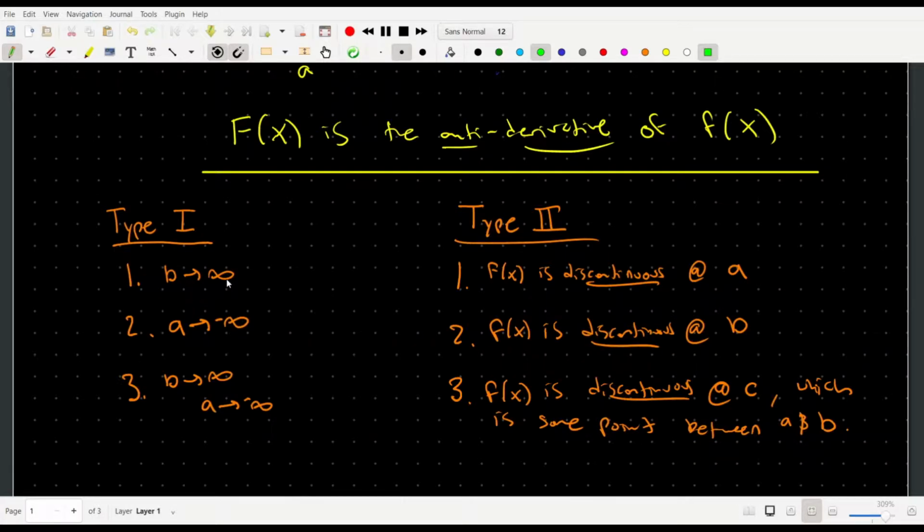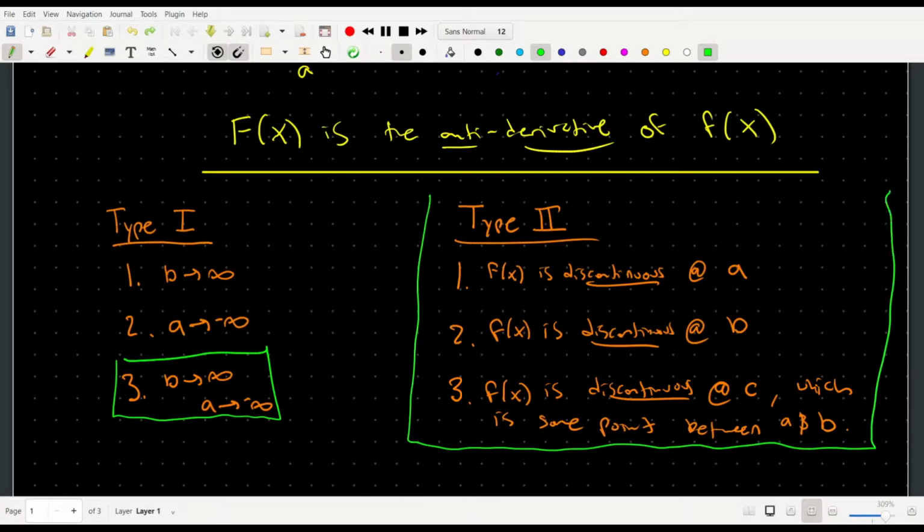And remember that these improper integrals of type 1 are improper integrals over an infinitely sized domain. Subtype 1 is when the b endpoint goes to infinity. Subtype 2 is when the a endpoint goes to negative infinity. And subtype 3 is when both a and b go to negative and positive infinity.